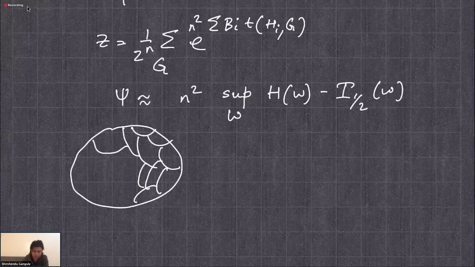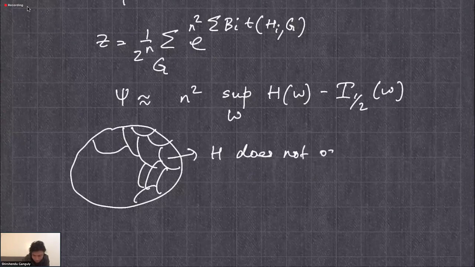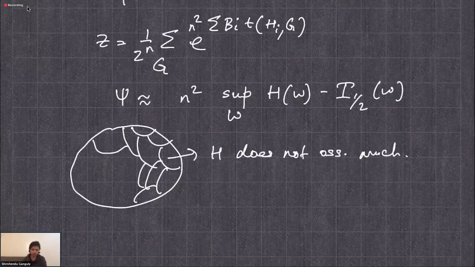Okay, I'll not continue. But such that in each part, H does not oscillate much. H is a continuous function on the space of graphons. It has subgraph densities. Okay, so now for Z, you have to sum up the contributions of each of these parts.